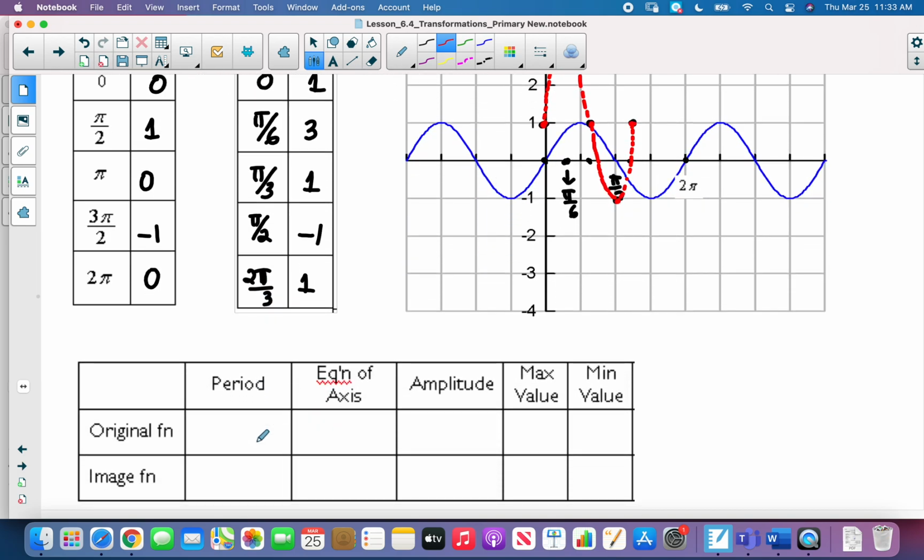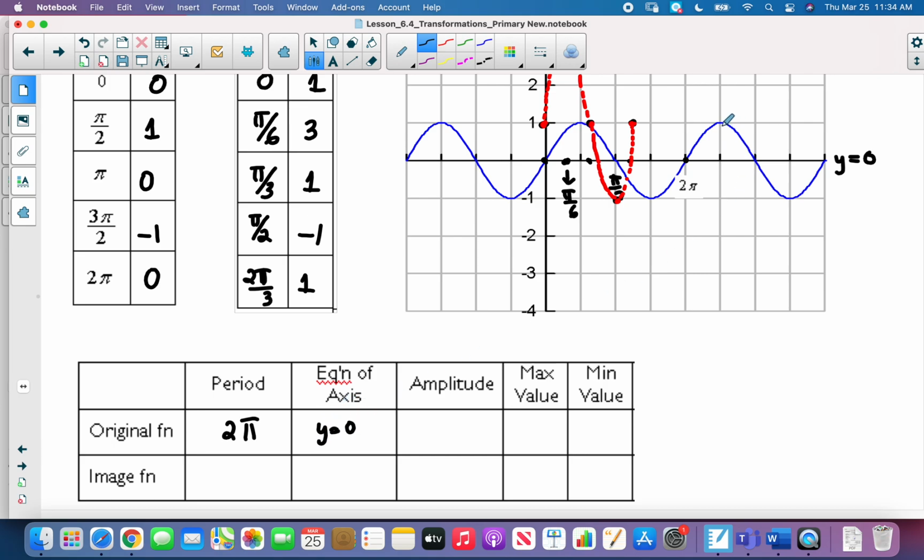We're going to now compare the key features of the original function and the image function. In the original function, it completes one period in 2 pi radians. The equation of axis is this axis here. It's kind of like the horizontal axis that divides this into 2 halves. It's the x-axis, which has the equation y equals 0.